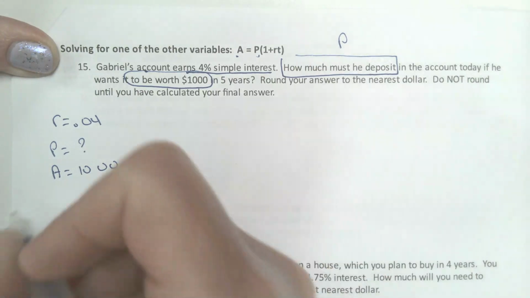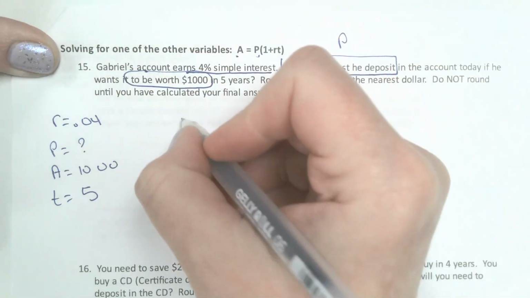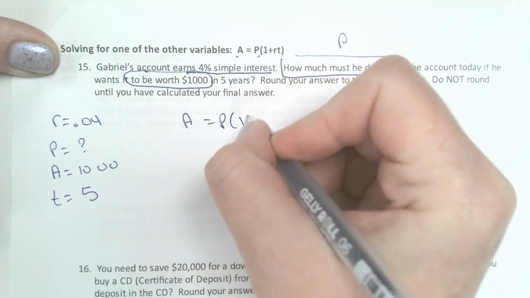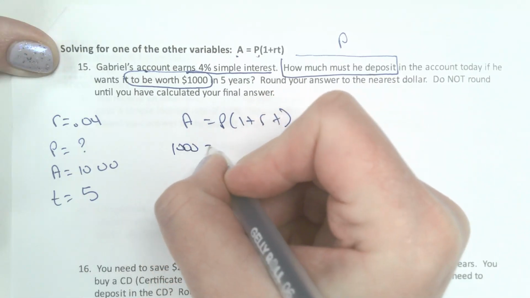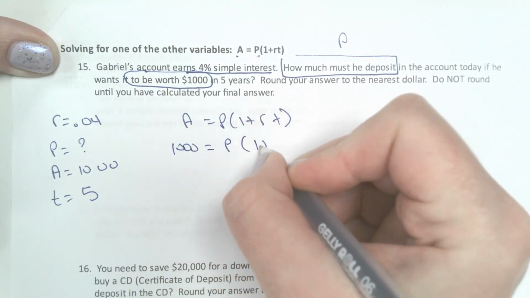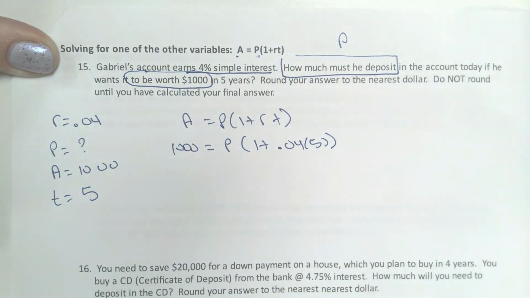1,000, there we go, in 5 years. Round your answer to the nearest dollar. So A equals P times 1 plus RT. My amount is 1,000. My principal is unknown. My rate is 0.04. My time is 5.